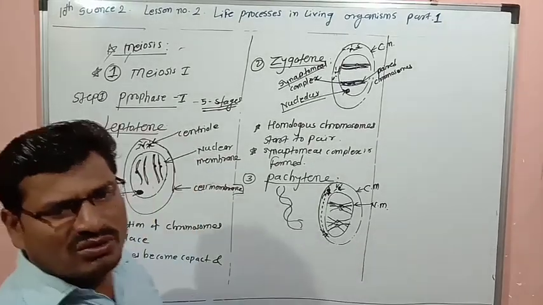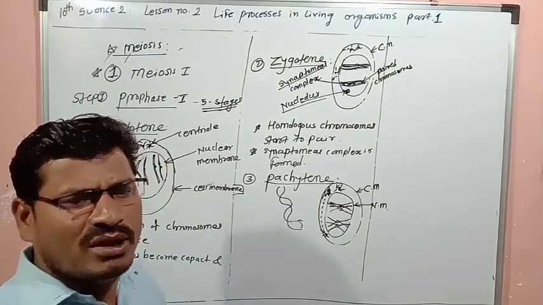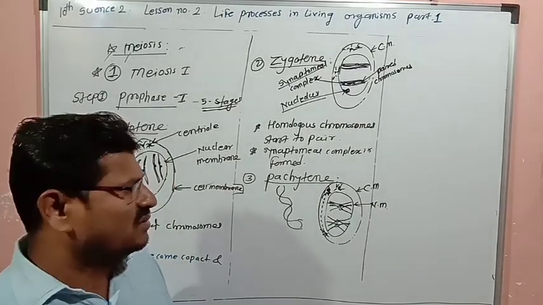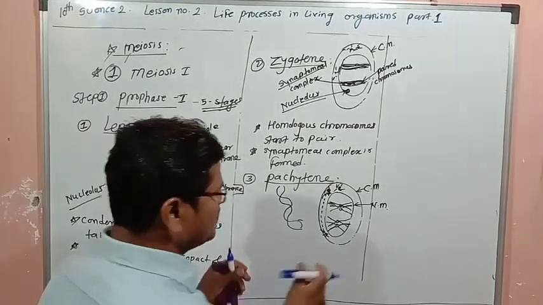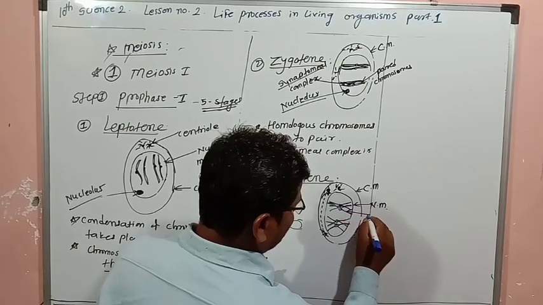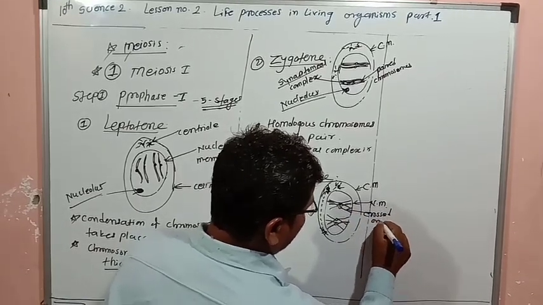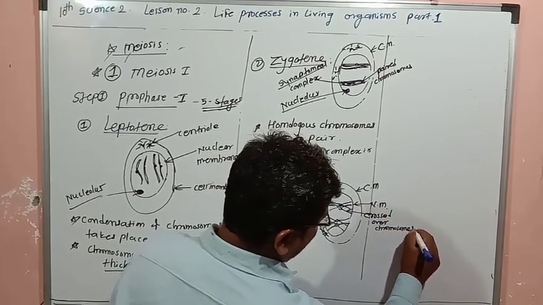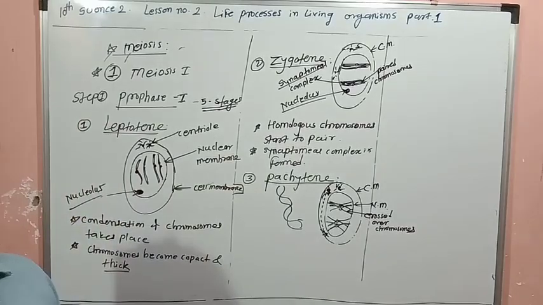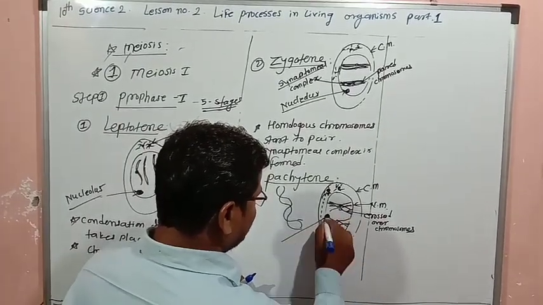So we will give names to this diagram. The first one is crossing over chromosomes. You can give the name here, crossed over chromosomes. Again here will be the nucleolus.